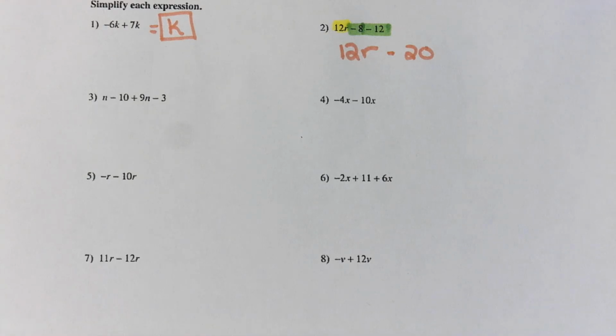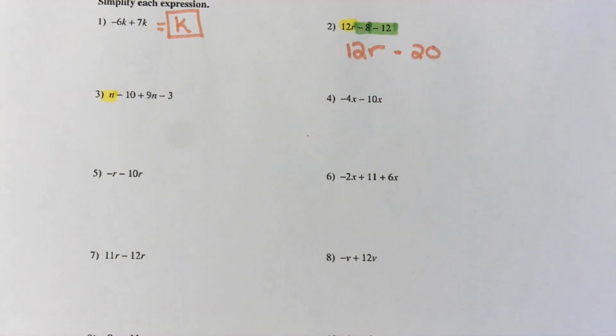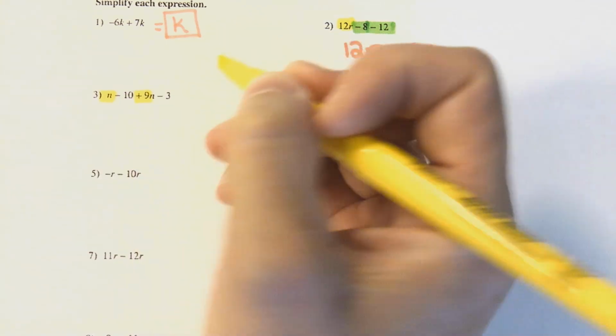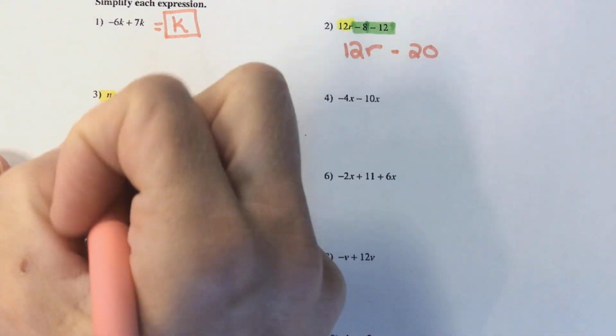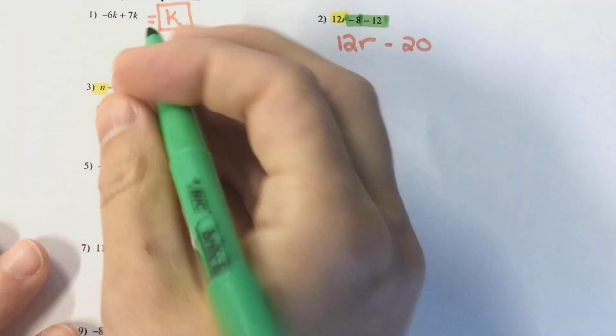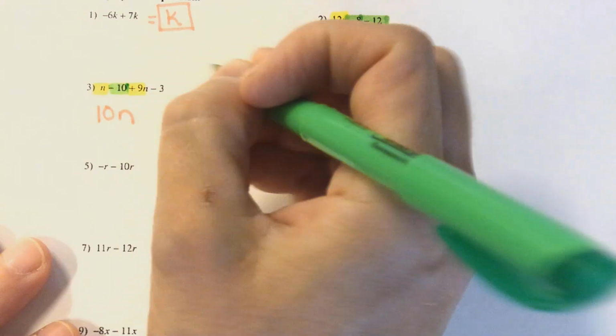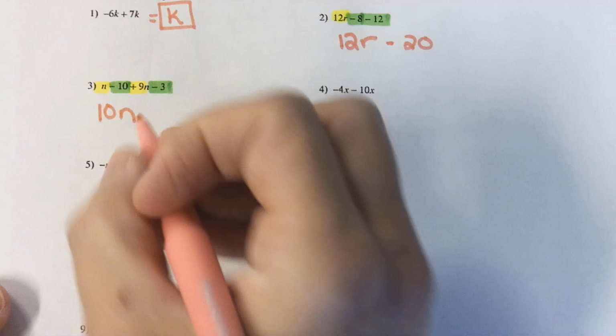Alright, number 3, I'm coming to Haley. Haley, I've got an N here. Does it have a buddy? Yeah. Who? 9N, I agree. So how many N's do I have total? 10. Perfect. Alright, and then let's deal with our plain old numbers. We call these constants also. If I have negative 10 and I subtract 3 more, what am I at overall? Negative 13. Perfect.